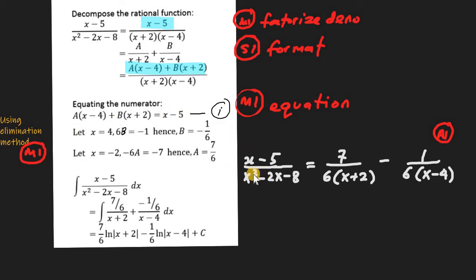And hence, replace back your A. You have to refer back to the A there, which we got as 7 over 6, over x plus 2. And then the B is negative 1 over 6. Replace it. Okay, so we get that. That's the answer.